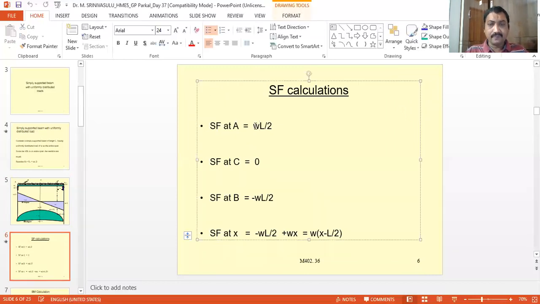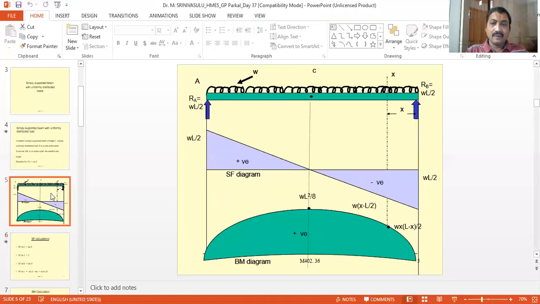Now coming to the next one, the other point, point C. If you take a section exactly at point C, either we can take the left or the right, but I am taking the left. If I take the left, what is the value? This WL by 2, the support, will act like a point load upwards.